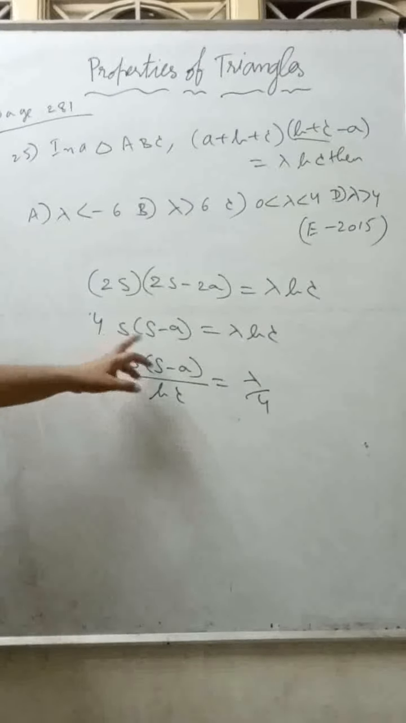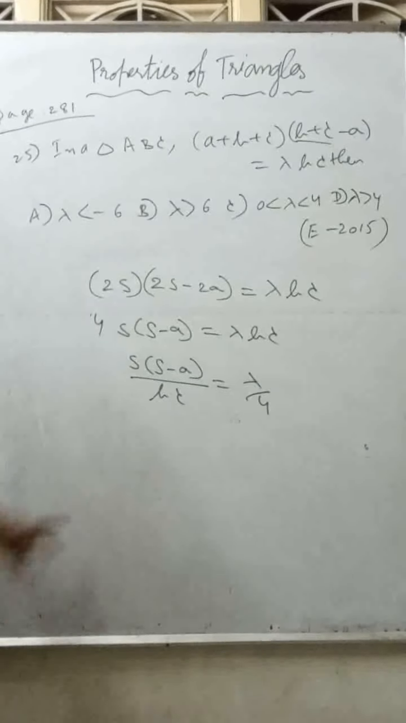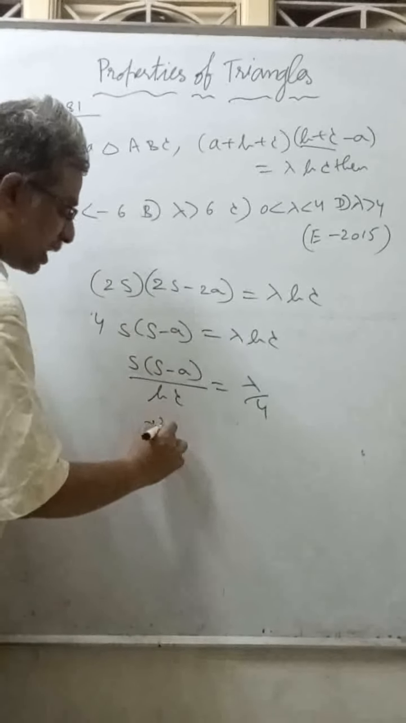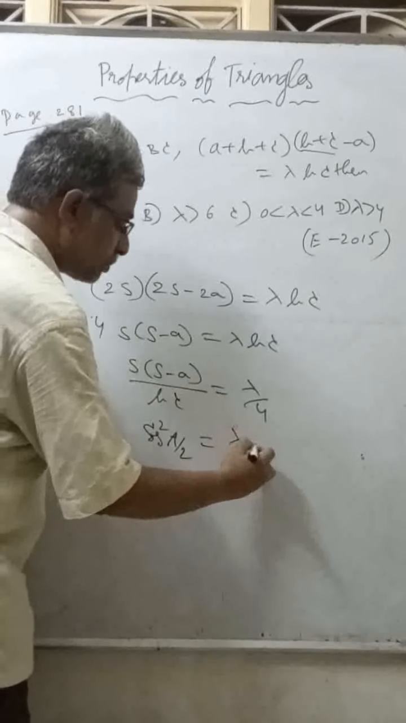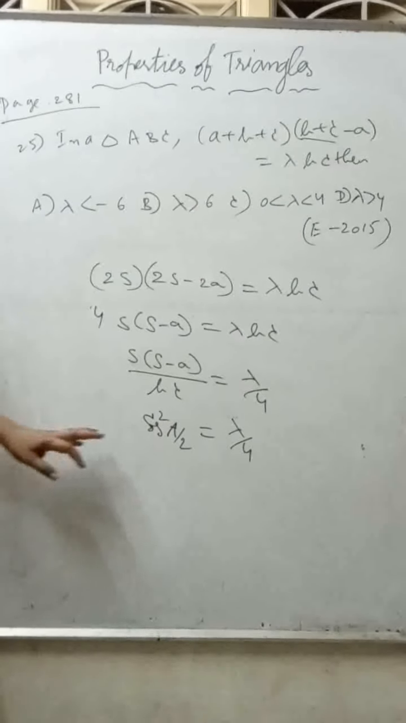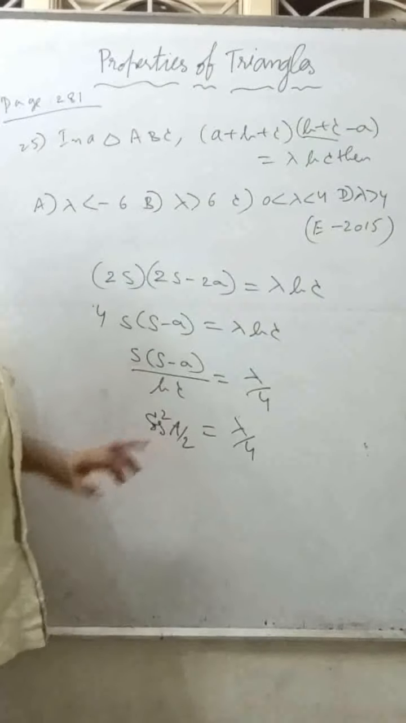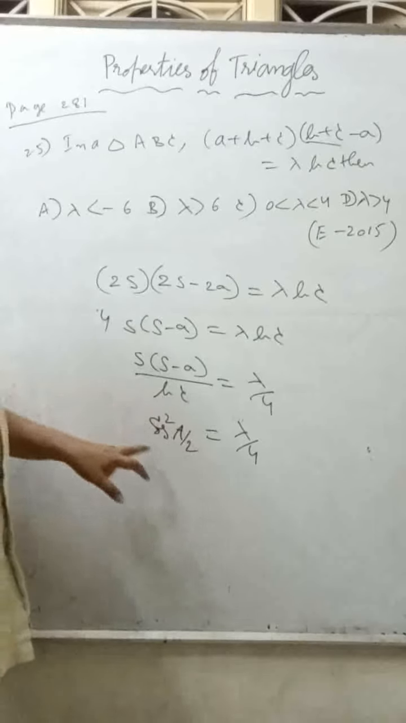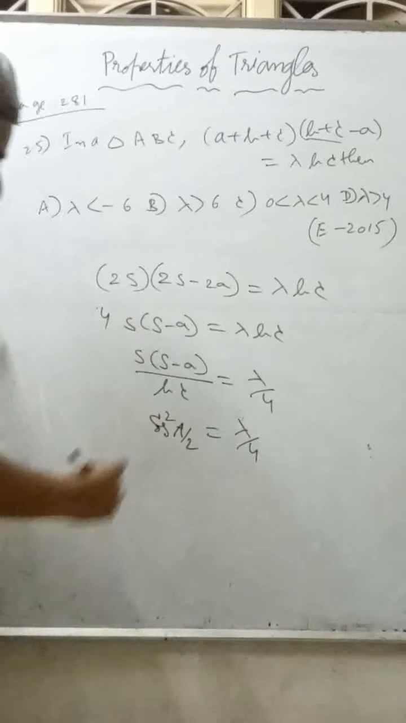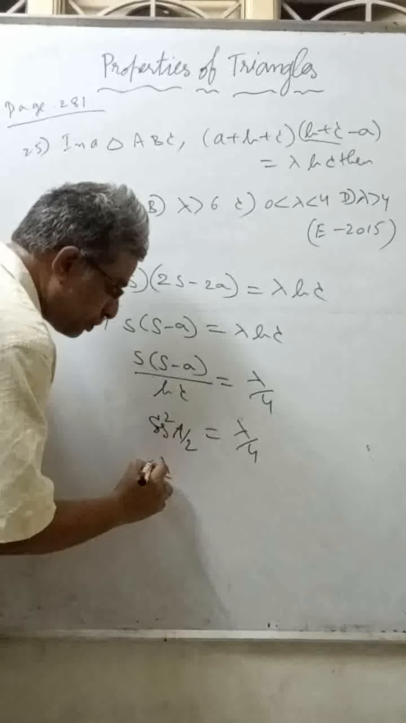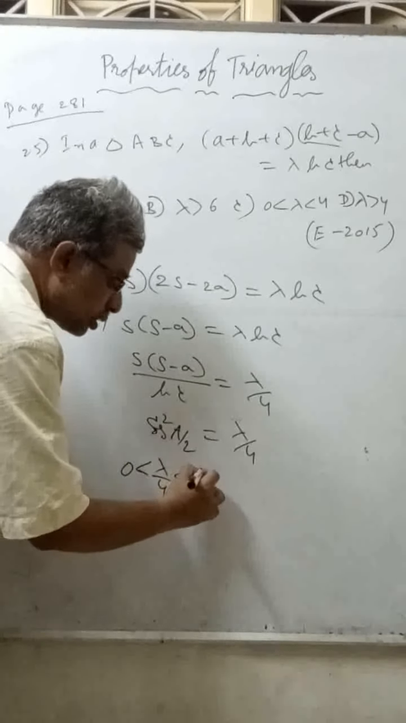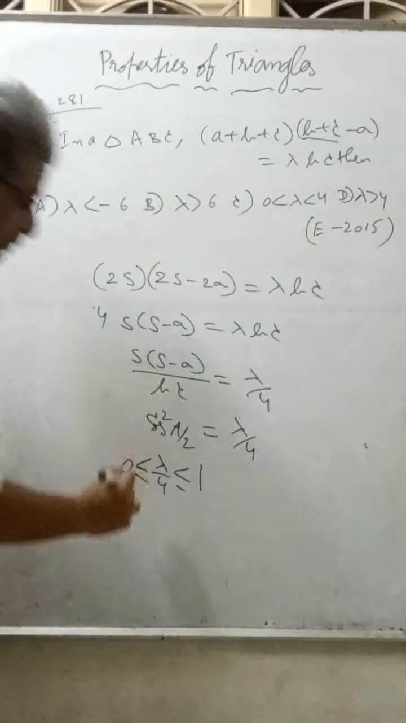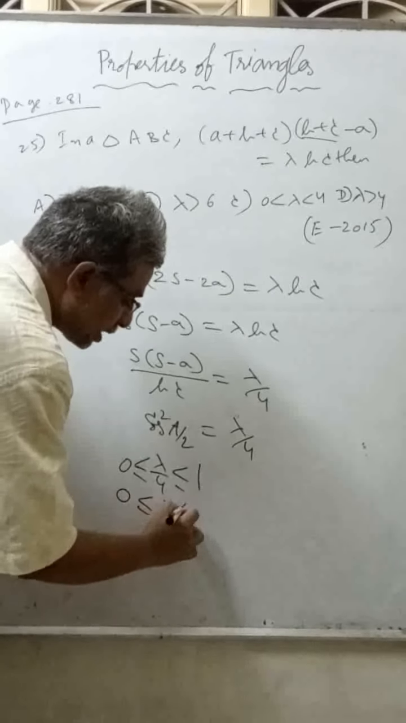We know that root of S into S minus A by BC is cos A by 2. So I will write cos A by 2. Root is not there, means cos square A by 2 equal to lambda by 4. So from this I can easily say that cos theta always lies between minus 1 to plus 1. But this square is there, so cos square theta must lie between 0 and 1. So lambda by 4 must lie between 0 and 1. Multiplying with 4, I will get 0 less than or equal to lambda less than or equal to 4.